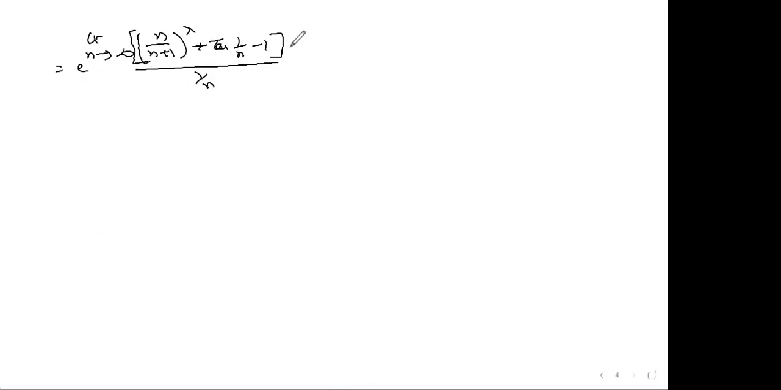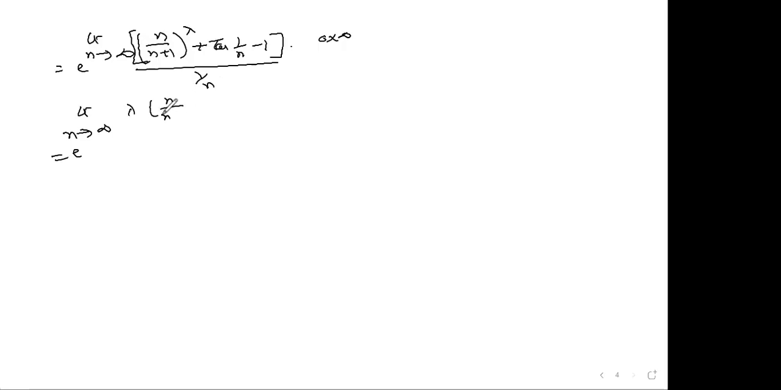You see this now, this n is there. Now actually it is of the form 0 into infinity. So this n I can write as 1 by n. Now it is in the form of 0 by 0. So the moment I got 0 by 0, I am going to apply L'Hopital's rule.